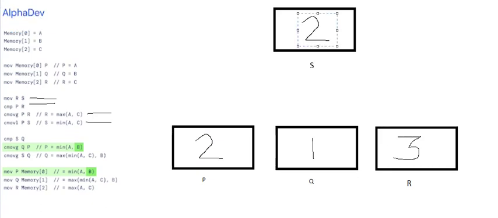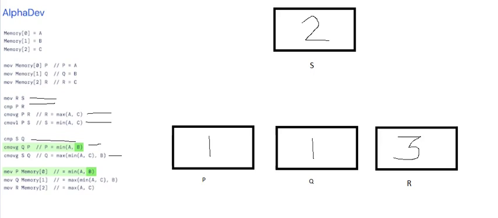Boom. Alright. Now this line is a compare S and Q. That's S minus Q. So that's 2 minus 1 is 1. Saves the properties of the answer in the flags register. And then we go to the next line. It's a conditional move greater than. Well, 1 is greater than 0, so this line will happen. And it's going to move Q into P. Alright, so I'm going to move Q into P. Like that.